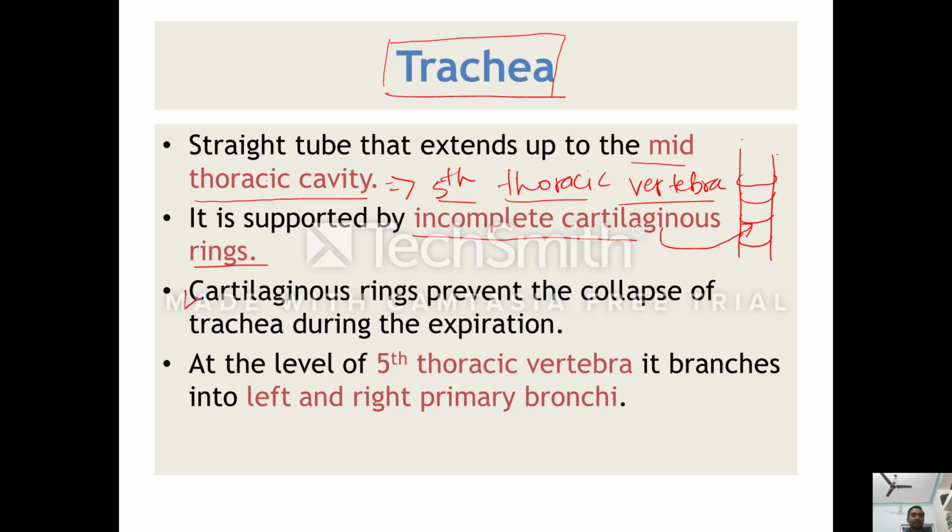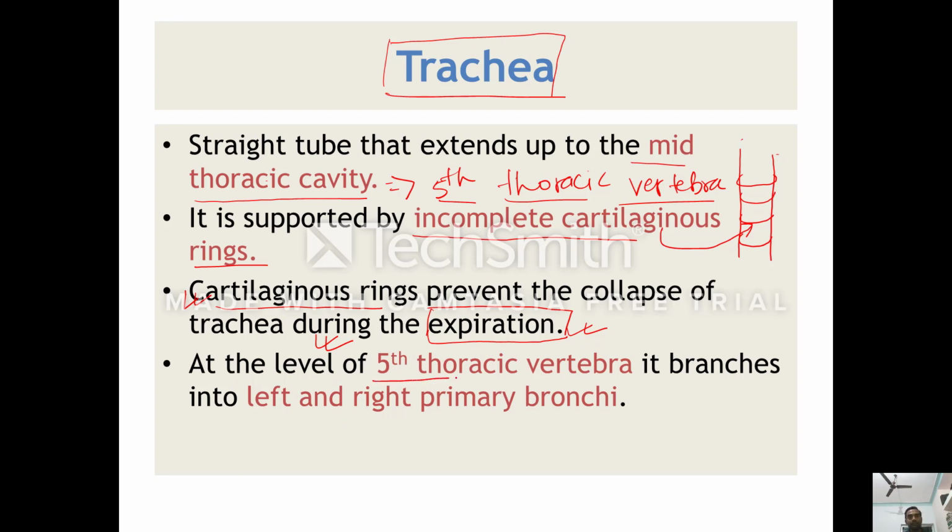And what is the function of this cartilaginous ring? During expiration there is a chance of collapsing of the trachea. So during expiration, this cartilaginous ring prevents the collapse of the trachea.